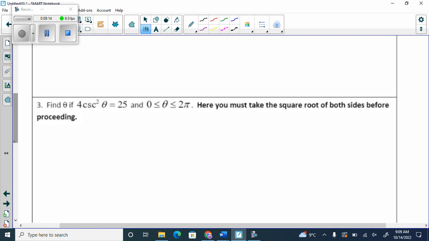So if we have to solve a trig equation, we have to get the trig ratio by itself, right? So we have 4 cosecant squared theta equals 25. Divide by 4. How do I get cosecant by itself with the cosecant squared?